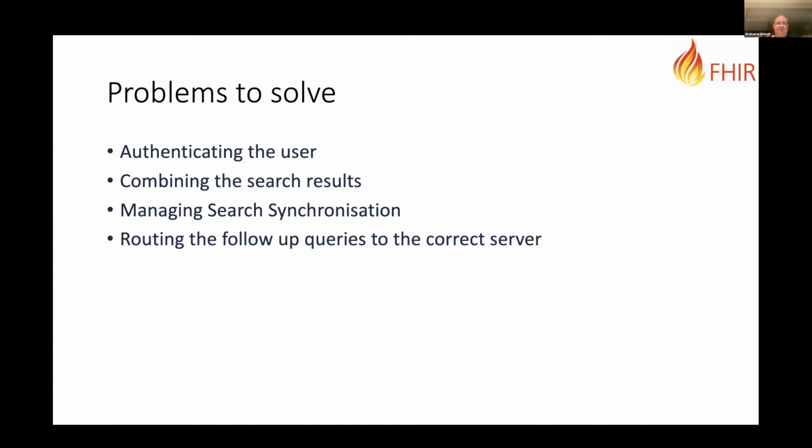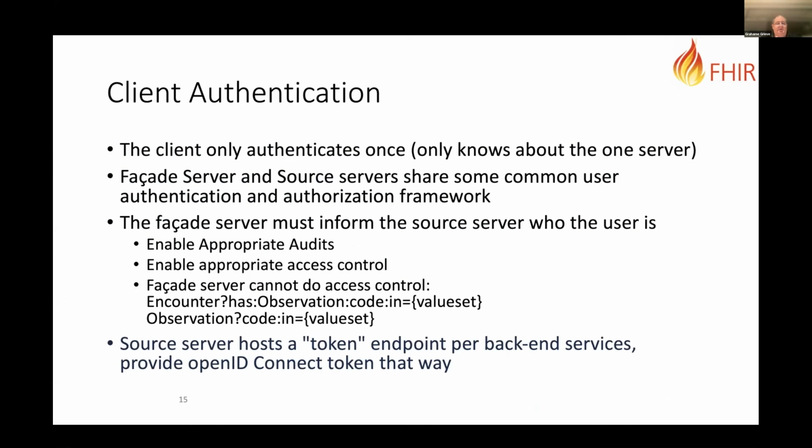So you've got to authenticate the user, you've got to combine search results, you've got to manage search synchronization, you've got to route follow-up queries to connect to the correct server. So the client only authenticates to the common server. That automatically assumes in the scheme that the Facade and the source servers have some kind of common user auth framework. But the key is that the Facade server has to tell the source server who the user is, because there are some things that are only able to be done on the source server. The Facade server doesn't know enough to do it.